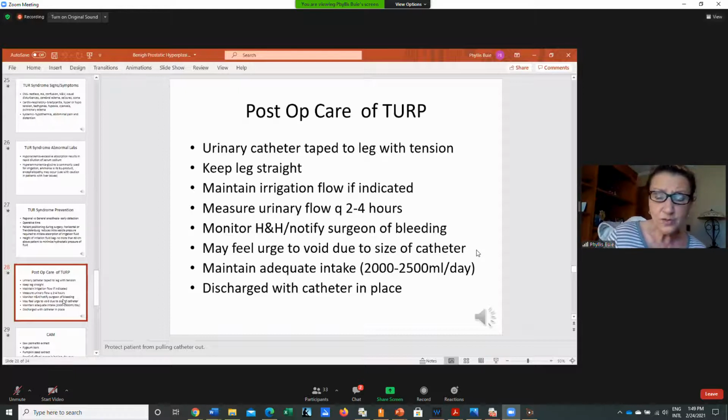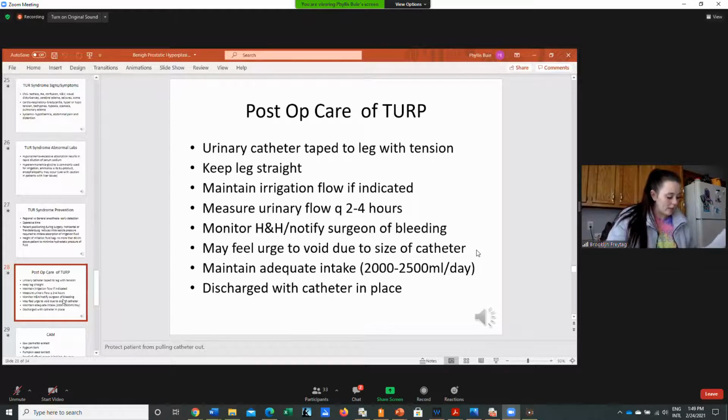And the main thing we want to protect the patient from in the hospital is from pulling that catheter out, because if they pull that catheter out, it's almost impossible to get back in without them having to go back to surgery, because that tissue is so swollen and irritated from the surgery that it just closes off right away. So it's almost impossible to get it back in without having to take them back to surgery and sedate them. Miss Bowie, how long will they keep the catheter after the surgery?